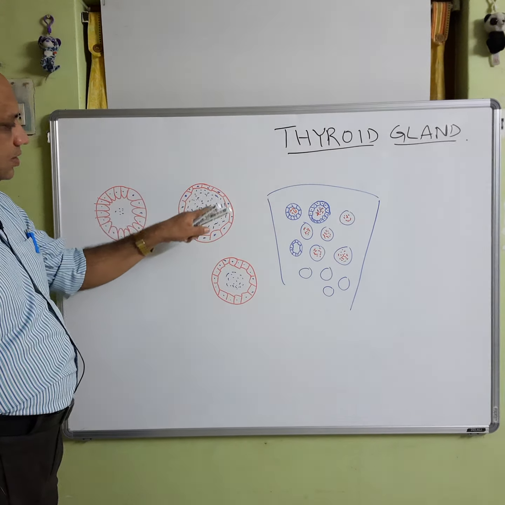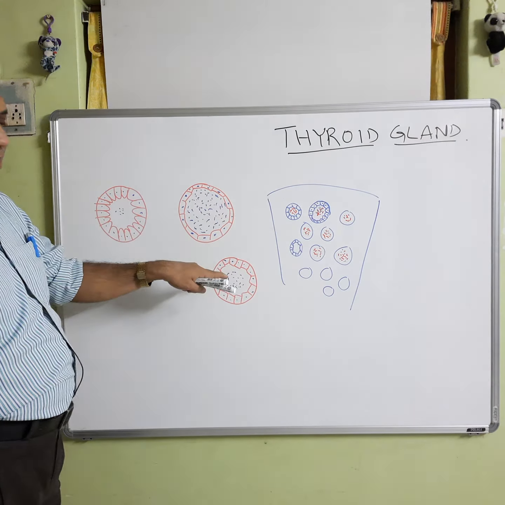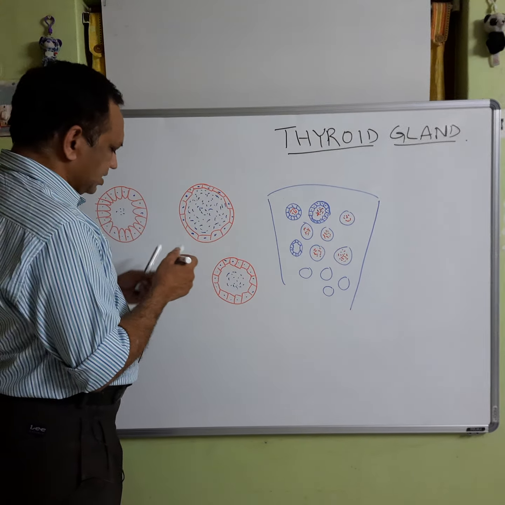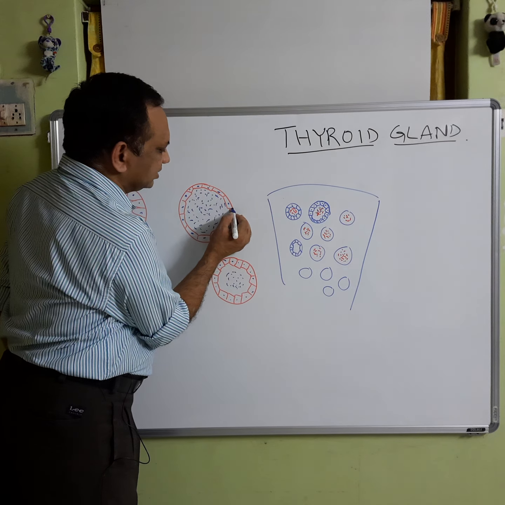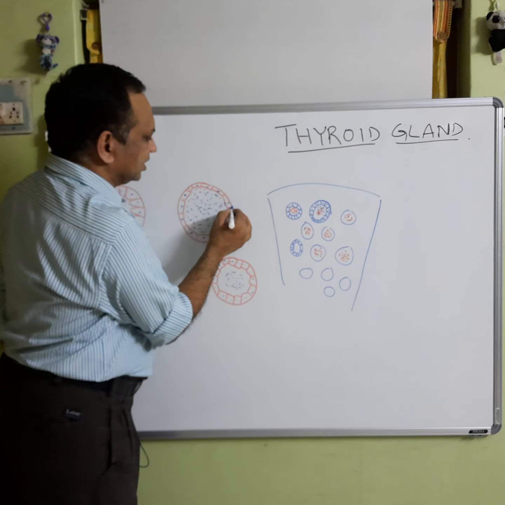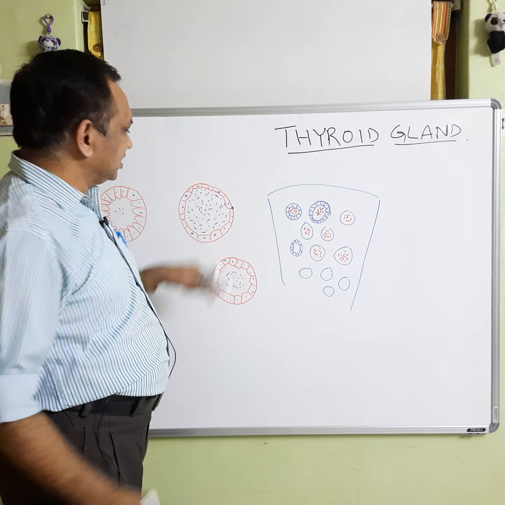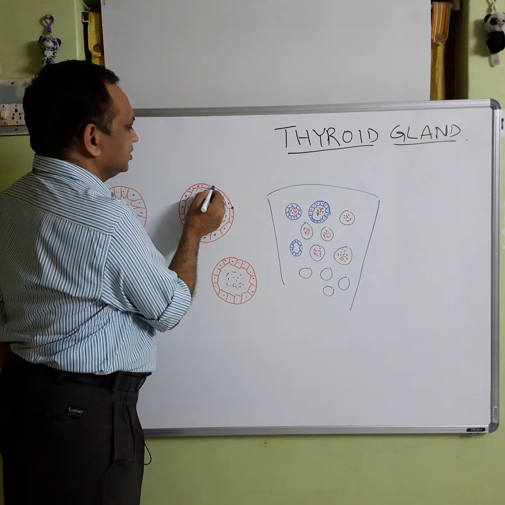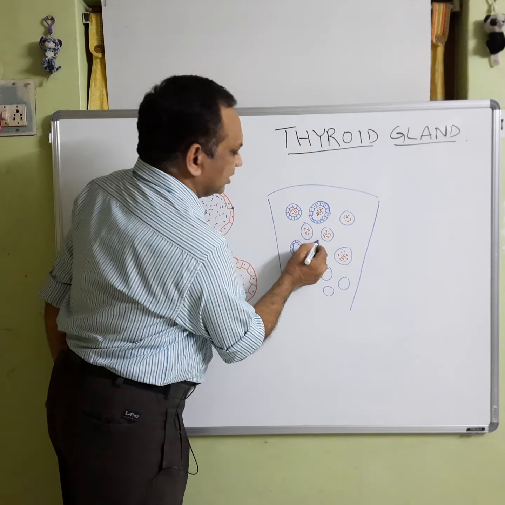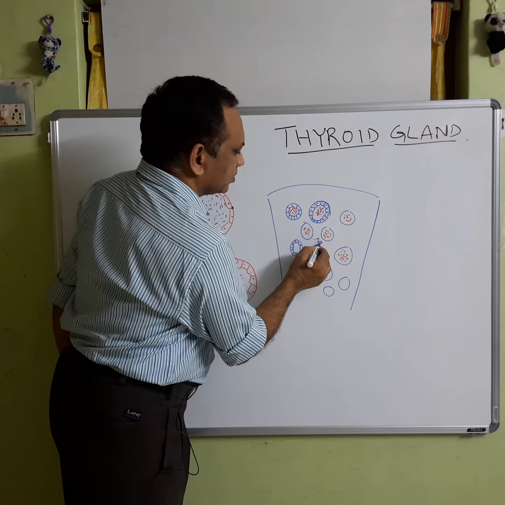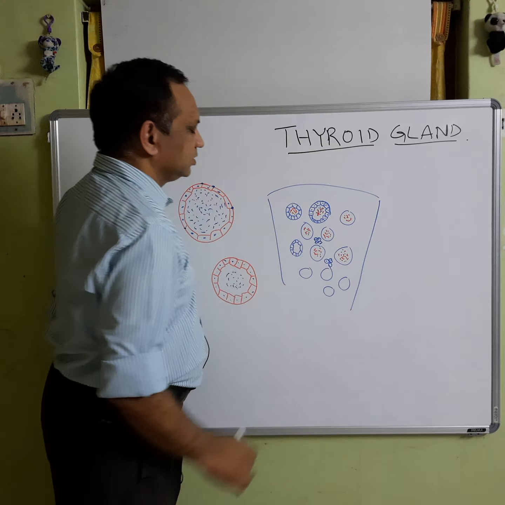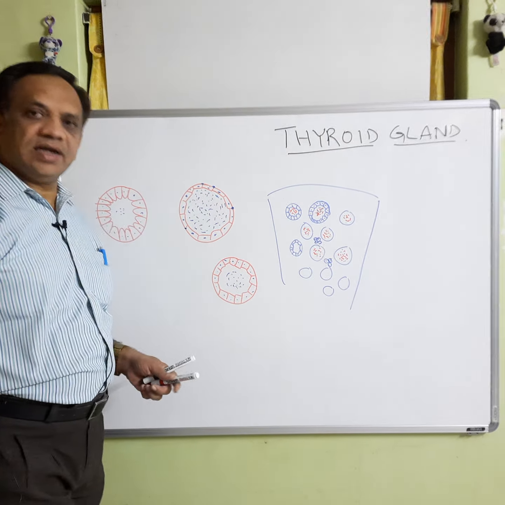If we see here and there, the follicles present another type of cell, either between cells or between their basement membrane and the cells. These cells are called parafollicular cells. These are the parafollicular cells with rounded nucleus. Here and there they are present. Sometimes they are present between the follicles as groups also, like this.